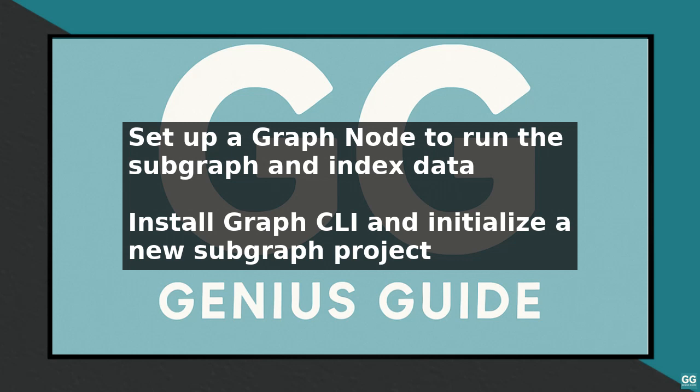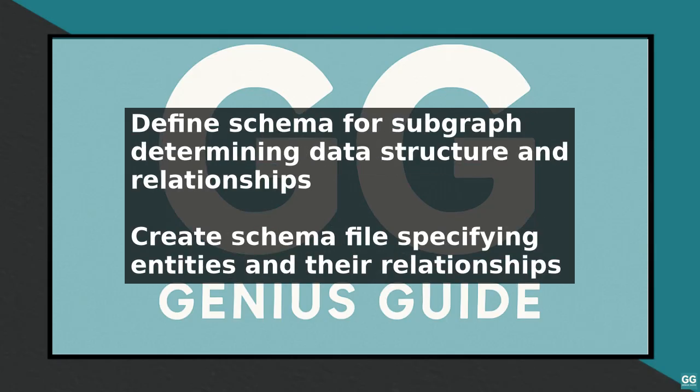Once you have written the mapping function, you need to deploy the subgraph to a hosted service or a local graph node. To deploy to a hosted service, you need to create an account and follow the instructions for deploying a subgraph. To deploy locally, you need to start the graph node and use the Graph CLI to deploy the subgraph. After deploying the subgraph, you can start querying the data using the Graph CLI or a GraphQL client.